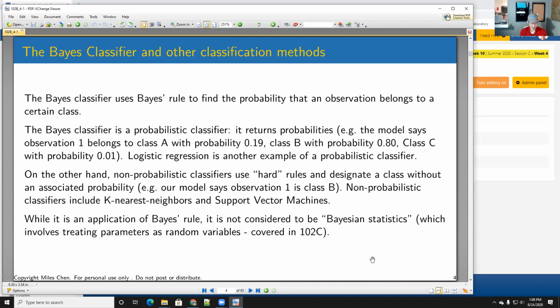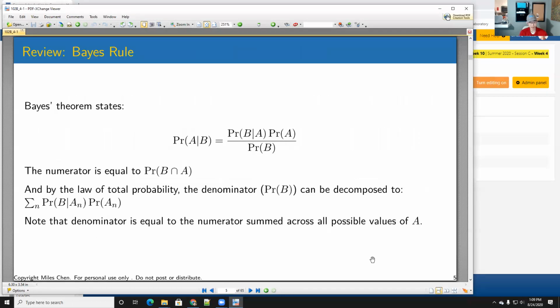Okay. And even though we're using Bayes' rule, this is not considered Bayesian statistics, okay? In Bayesian statistics, the primary idea is that you're treating these unknown parameters as random variables rather than fixed values. That's something that I cover in 102C, but that's not part of this, okay?